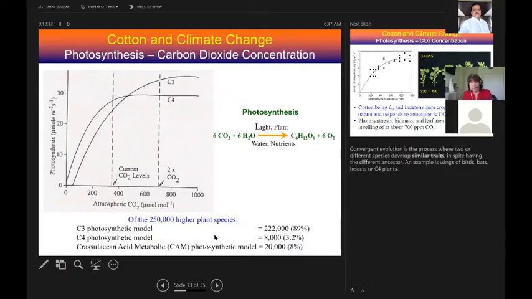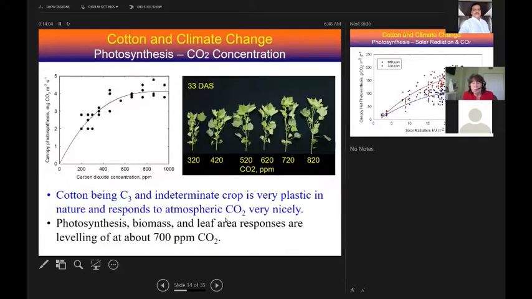The reason I'm bringing that up is that C4 plants, in evolutionary terms, evolved around 30 million years ago, but they were discovered in the late 60s. They have a CO2 enriching mechanism so that their photosynthetic efficiency is much higher compared to the C3 plants. They try to eliminate this wasteful process called photorespiration that is there in C3 plants. The rest, 20,000, which is 8% of the 250,000, belongs to the CAM plants. So cotton being a C3 plant, it responds to CO2 conditions very nicely.